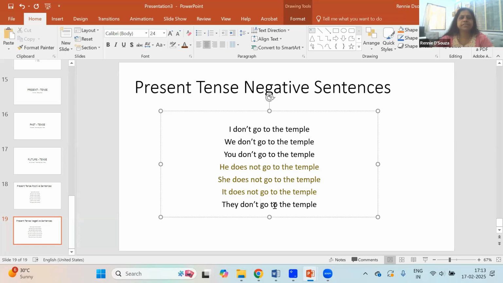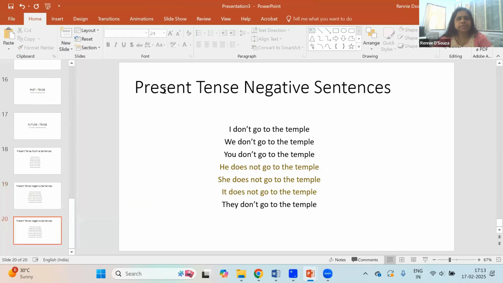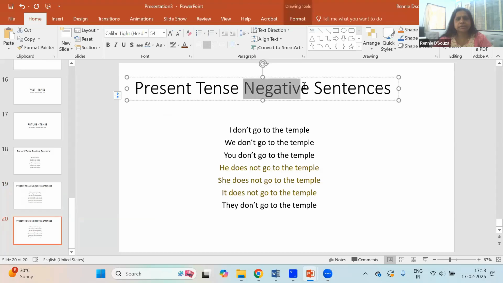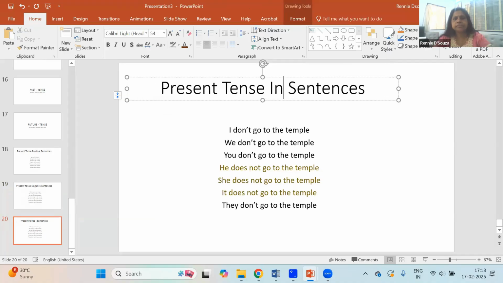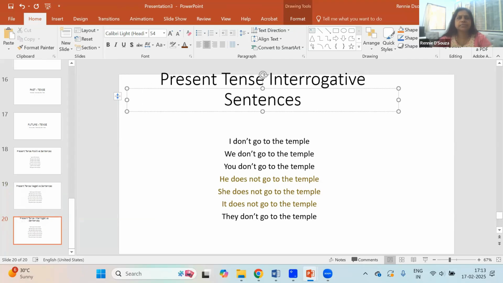Whereas for they, it will be only don't. It will not be does, it will be only don't, because as I said, only for he, she and it do we use does. Alright. So we have now seen present tense positive and negative. Now we are going to see interrogative sentences.